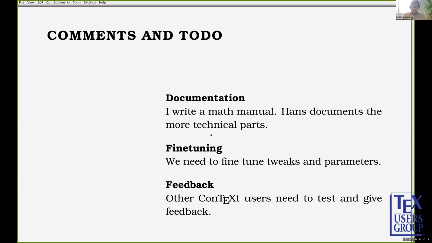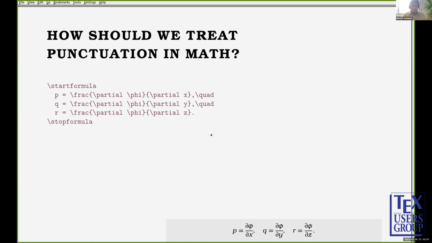Okay, so that's more or less what I had time to say something about. What's left is documentation. I'm writing a manual more for the user. Hans is writing more technical parts. I think the manual is now about 100 pages, and since there has been an active implementation of new stuff, it has stalled a bit during the summer, actually. There is also fine-tuning of parameters to be done for more fonts, and we also need feedback from other users.